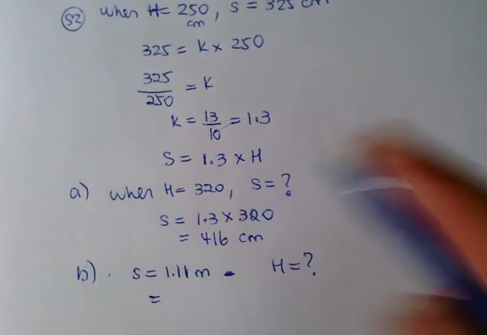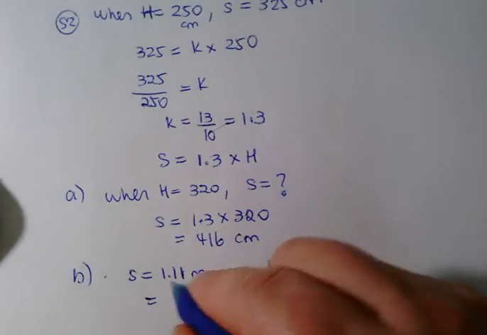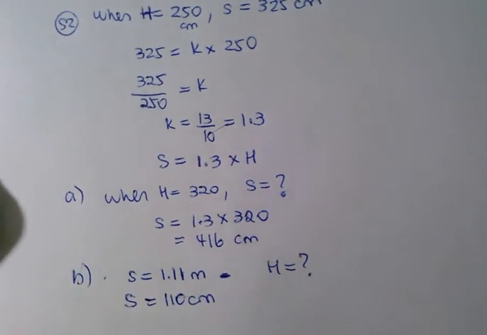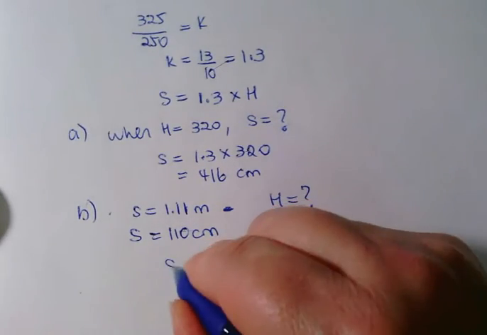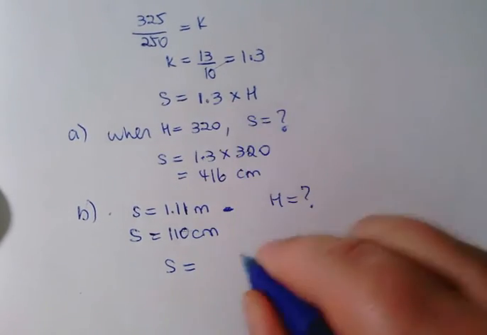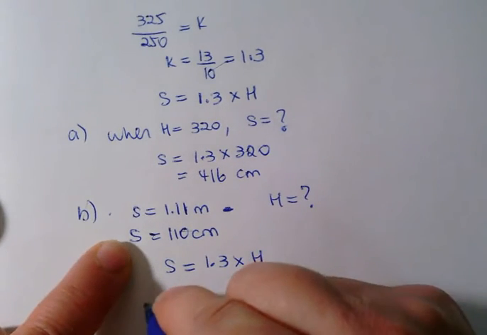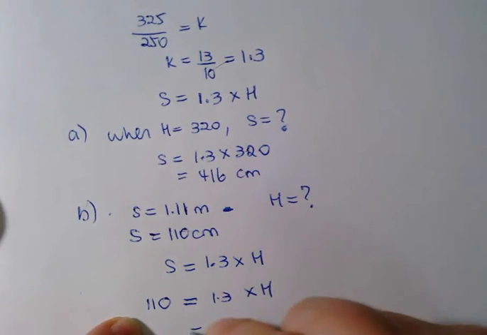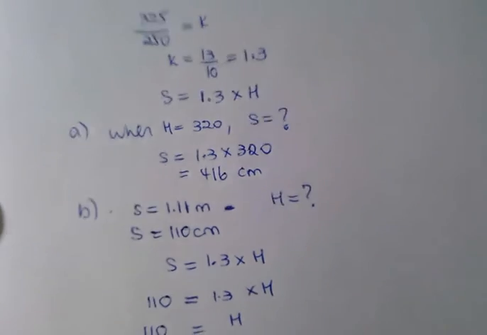So remember, these units are different to everything else used in the question. So let's change these to centimeters. That's 110 centimeters, so the shadow is 110 centimeters. Find the height. We know that the equation linking shadow and height is S equals 1.3 times H. We know in this case that S is 110. It's 1.3 times H, so therefore H is 110 divided by 1.3.